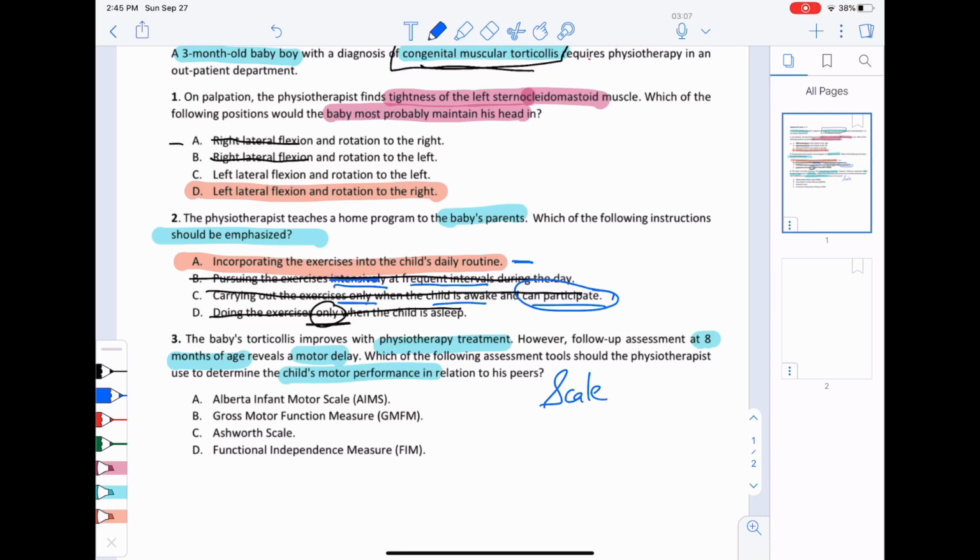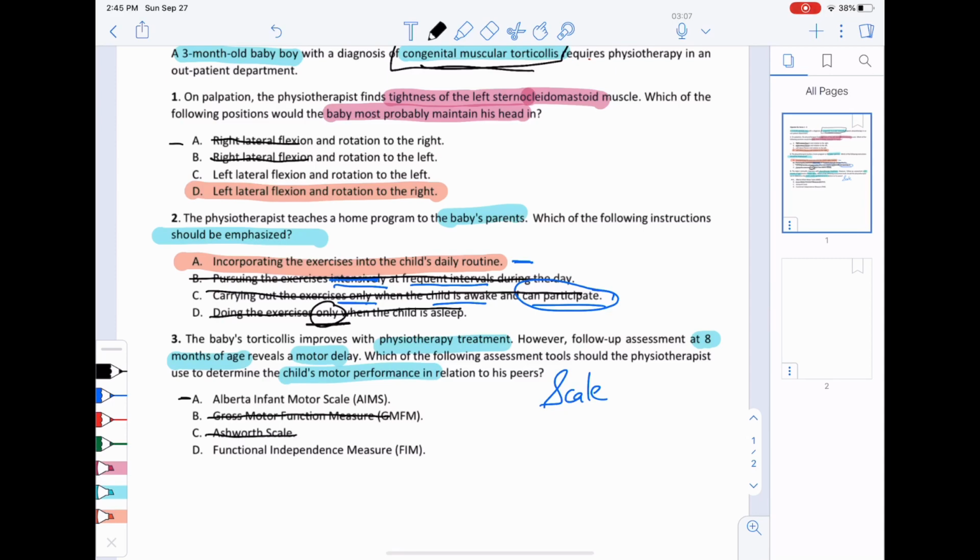So for me, I kind of like this question because it's really simple. The options are pretty straightforward. So the first one is Alberta Infant Motor Scale. We do want to keep this in mind. The second one is Gross Motor Functional Measure Scale. It is not for the child this age.